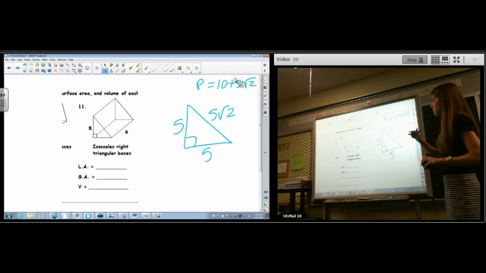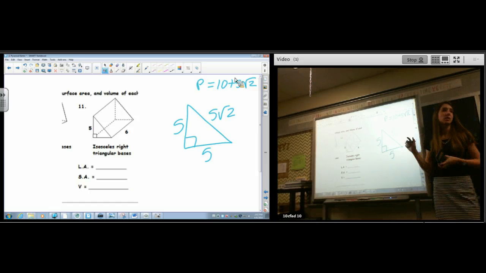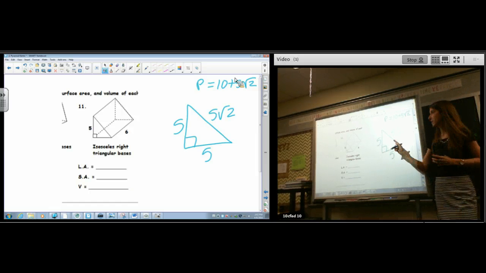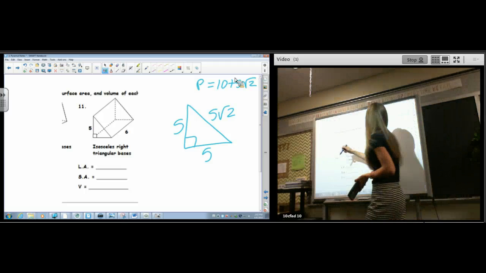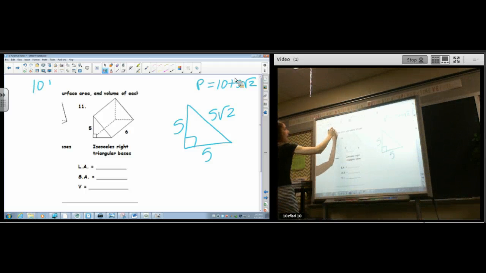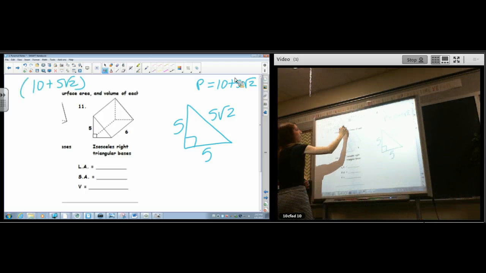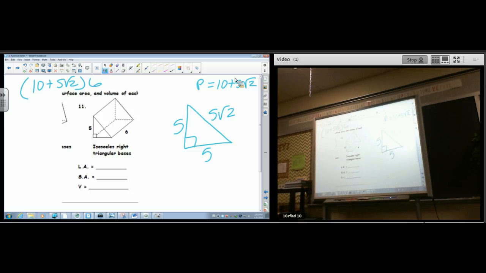So, when I'm finding the lateral surface area, I want perimeter times height. What's the height of that prism? 6. So I want, let me go over here, 10 plus 5 root 2, and I want to multiply it by 6. I multiply everybody by 6, whether they're a radical or whether they're an integer. 10 times 6, 60. 5 root 2 times 6, 30 root 2. So you do have to distribute the 6. So that's probably the only place that you messed up there.